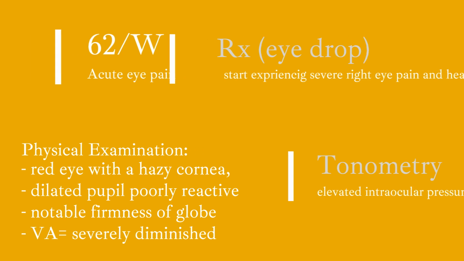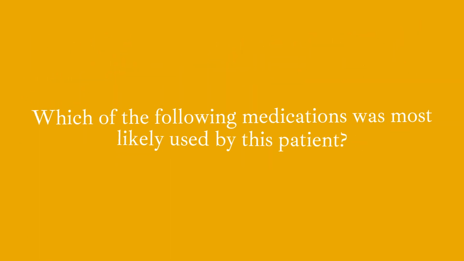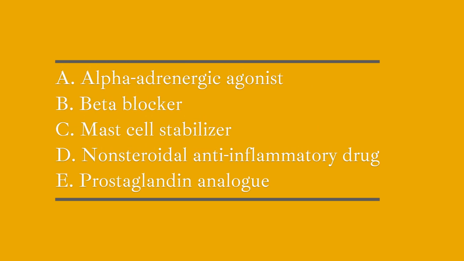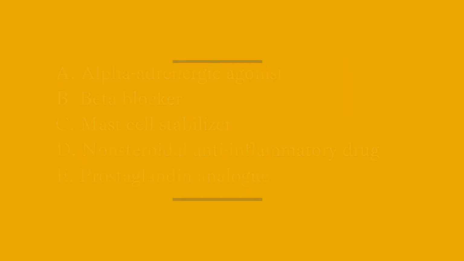The question is: which of the following medications was most likely used by this patient? Your options are: A. Alpha-adrenergic agonist. B. Beta blocker. C. Mast cell stabilizer. D. Nonsteroidal anti-inflammatory drug. E. Prostaglandin analog. You have 15 seconds to type your answer in the comment box.